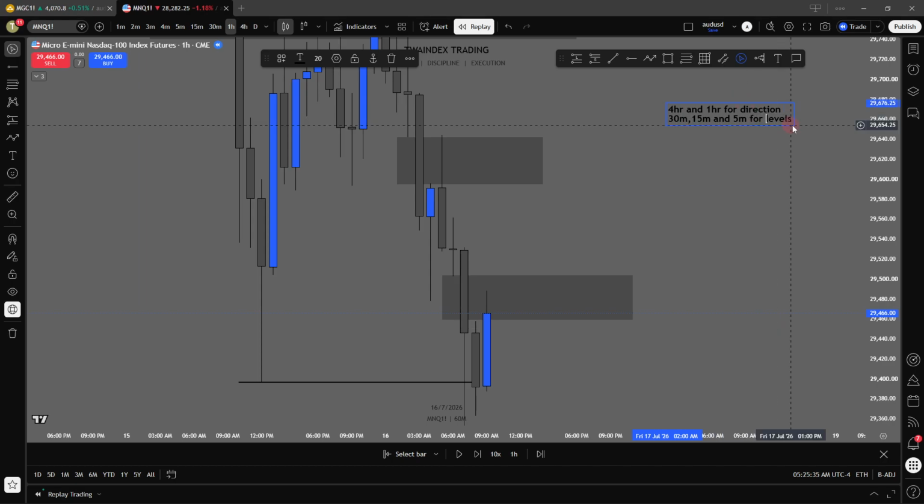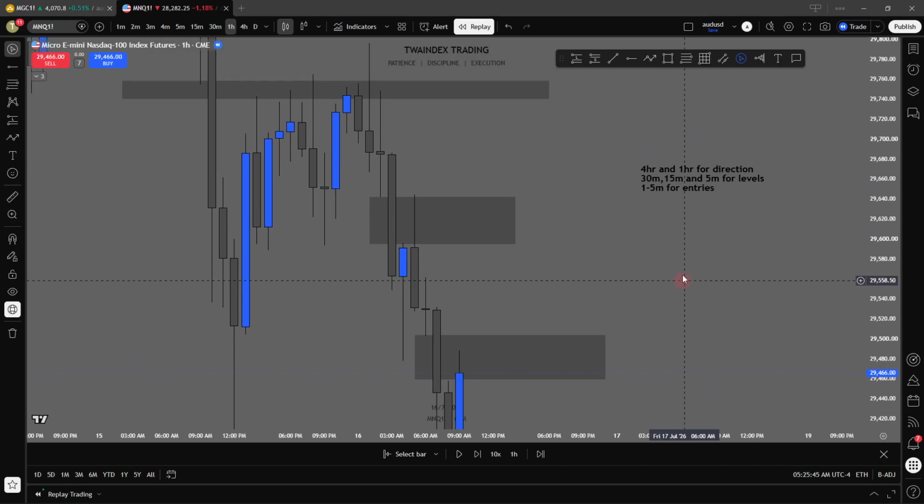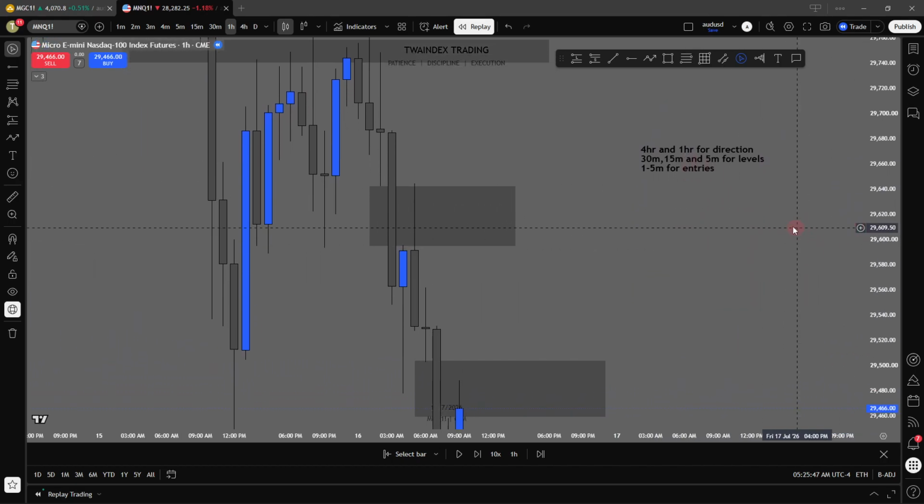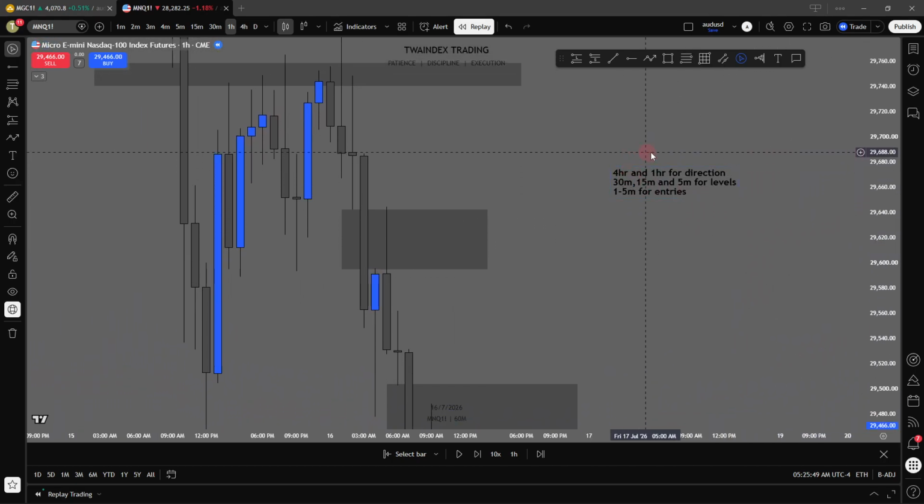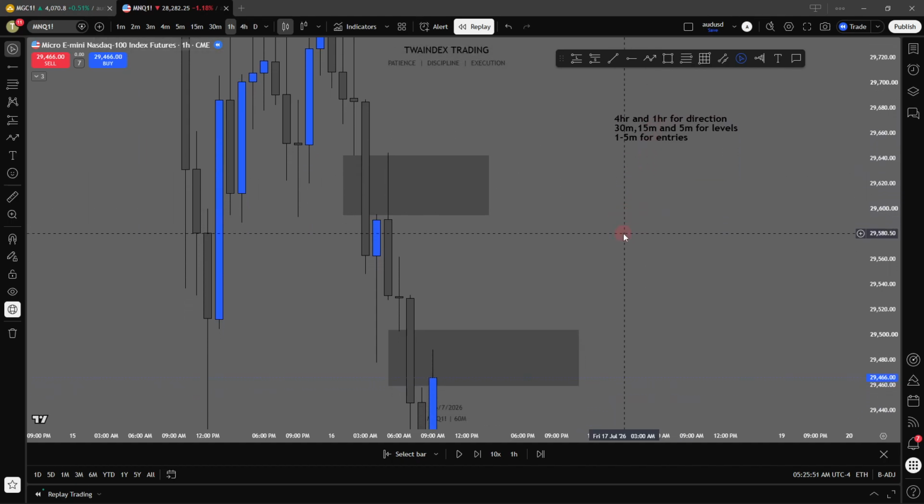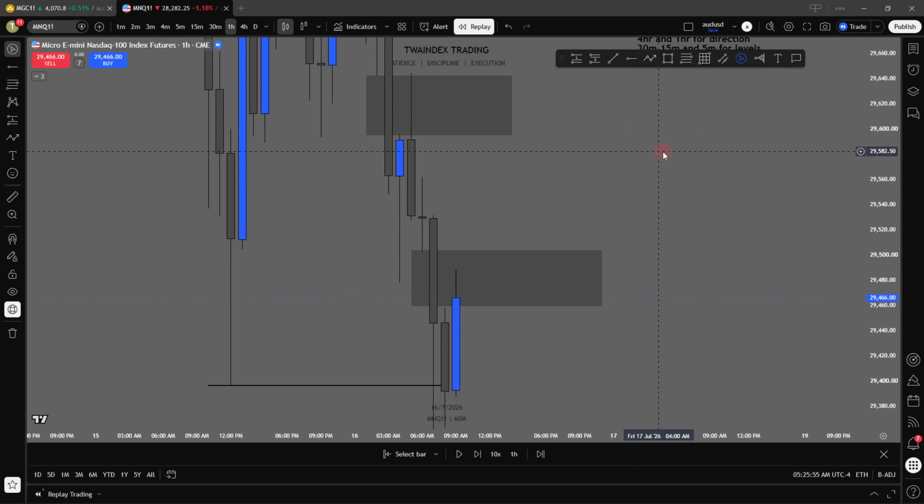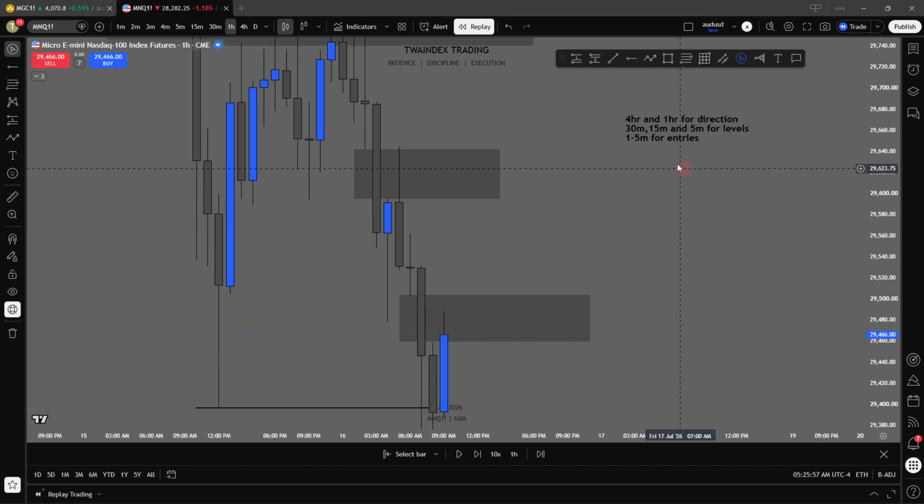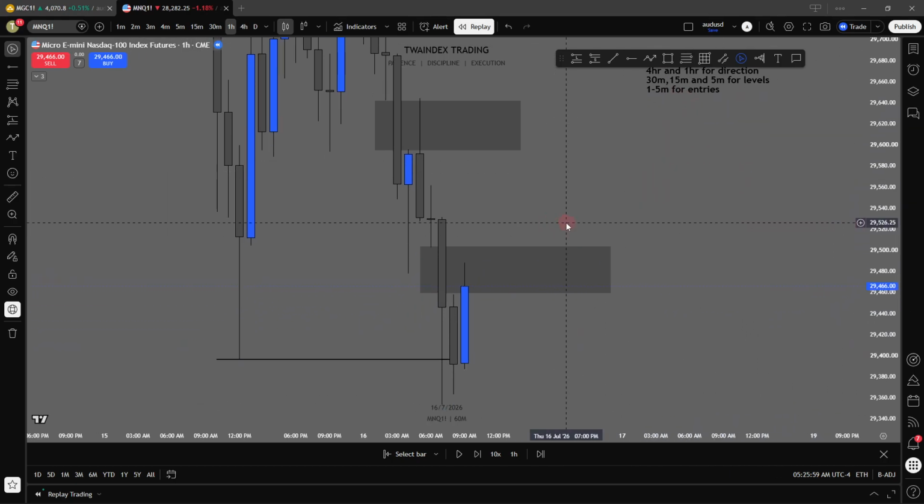All right. So after you get your levels, you drop, and you can use the 1 through the 5 minute for entries. This is how I use my time frames for my biases, right? Go to the 4 hour and 1 hour to figure out where I want to see price react out of. I use the 30 minute, the 15 minute, and the 5 minute to figure out what levels I want to see. And then I use the 1 through 5 minute for an entry.